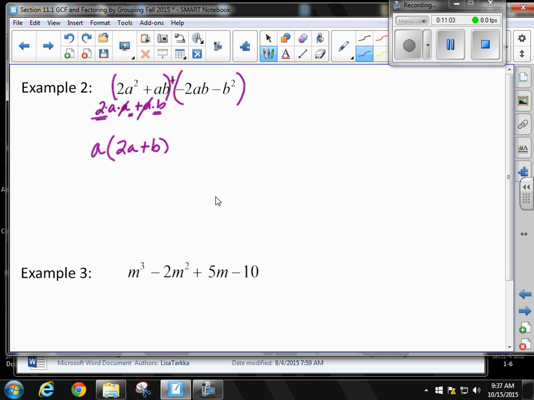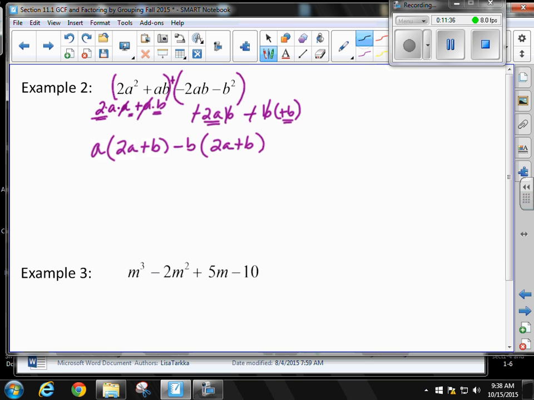And now when I look here, I have a common negative sign. I need to factor out the negative, and I also have a common factor of b. So this becomes negative 2ab minus b times a positive b. And so I'm going to factor out the negative sign and one of the b's. So negative b is my common factor, and what's left is 2a plus b.